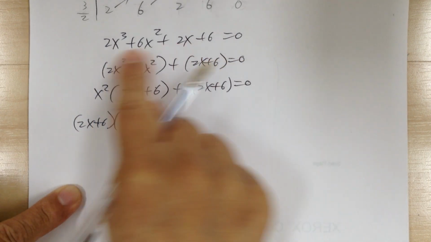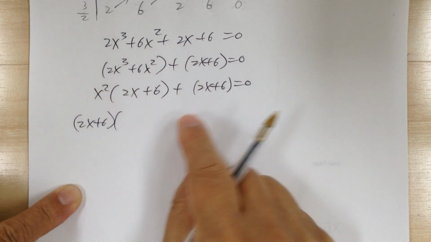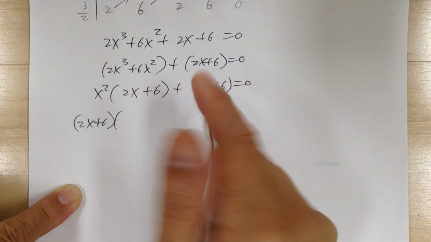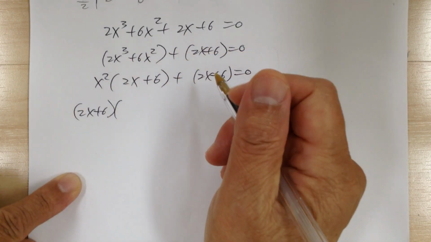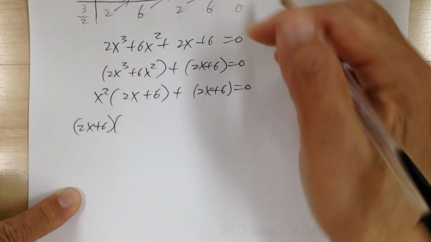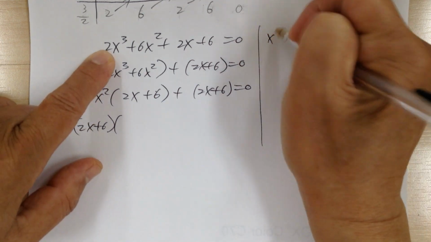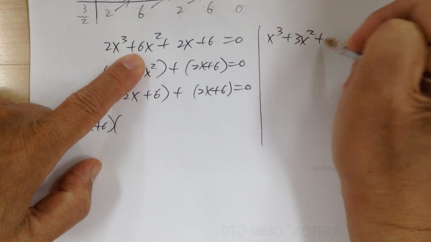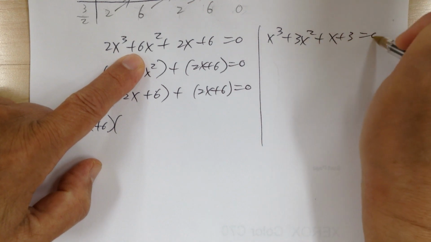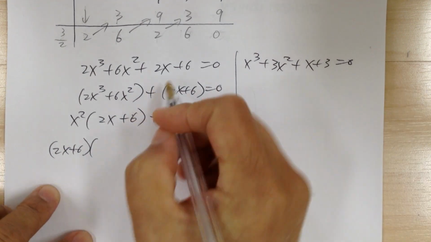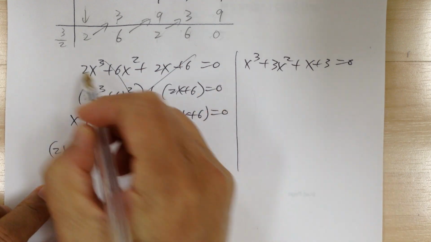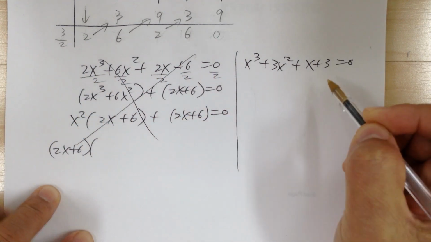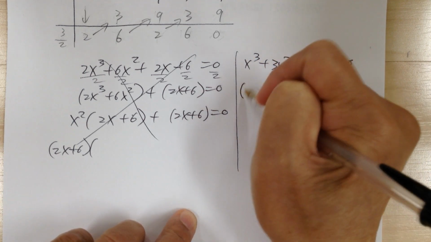Well, actually, what I need to do, I should divide them by 2. Okay. I should divide them by 2, but it doesn't matter. In the future, what you want to do is divide by 2, so you get x cubed plus 3x squared plus x plus 3 equal to 0. Okay. So dividing by 2 lowers my numbers, so it's easier to work with. Then go and do the grouping.